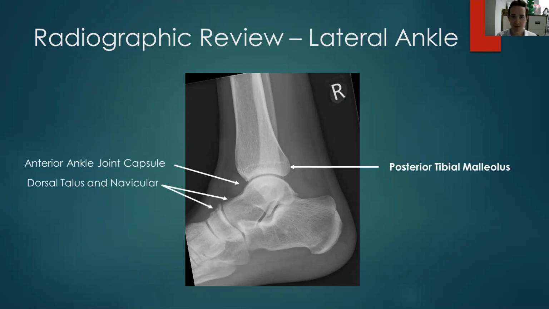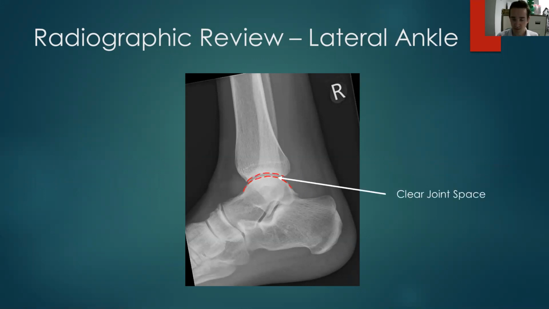Today, we are going to discuss in some detail the posterior tibial malleolus, as you can see at the back of the tibia there. We'll mention appearances of the anterior ankle joint, and we will discuss a few bits and pieces of the dorsum of the talus in particular.